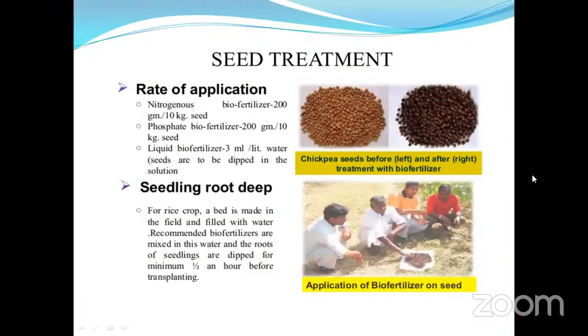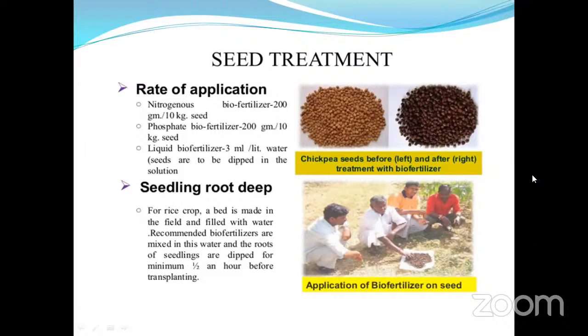So the seed treatment, why is it very important? Because the amount of microbial inoculant required is less in seed treatment compared to soil application. Whenever you want to go for soil application, you have to mix that biofertilizer with compost and then apply it in soil. So the amount of biofertilizer required is quite large in case of soil application. But if you go for seed treatment, as you can see, nitrogenous biofertilizer is 200 gram per 10 kg seeds. So it is a much smaller amount which you can apply in case of seed treatment.